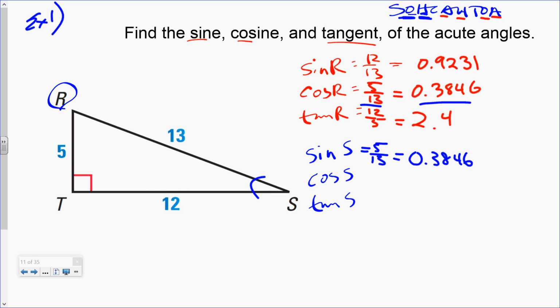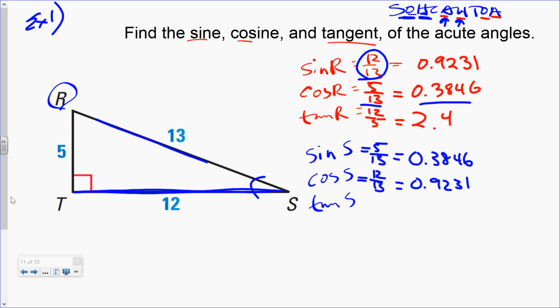Cosine of S. Cosine of S is adjacent, notice, adjacent over hypotenuse. So adjacent over hypotenuse is 12 over 13. That looks familiar. That was this one. That's 0.9231.